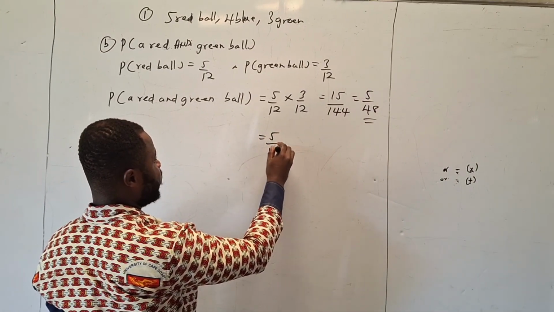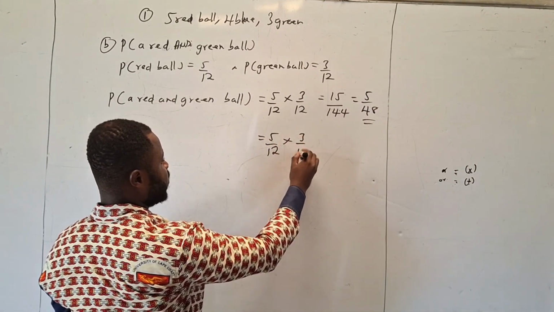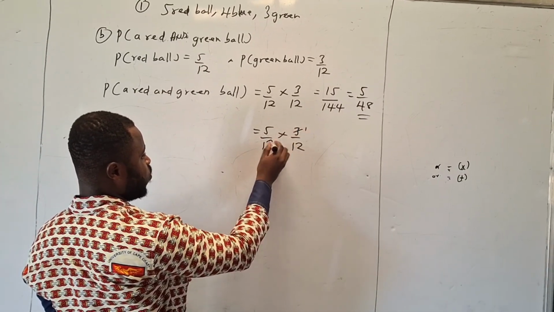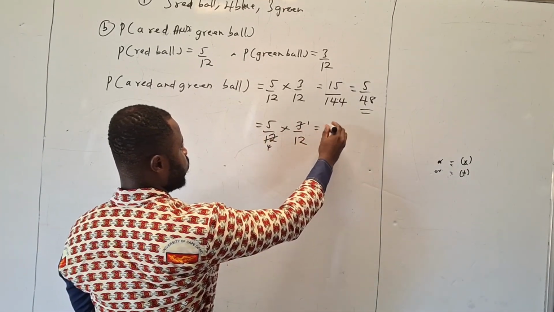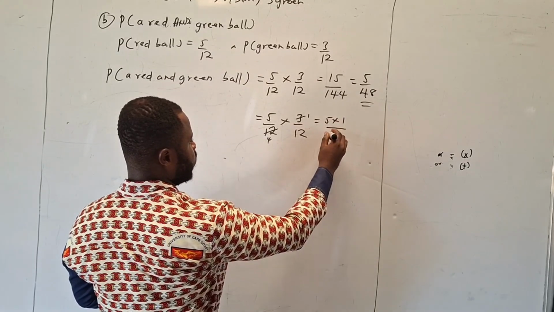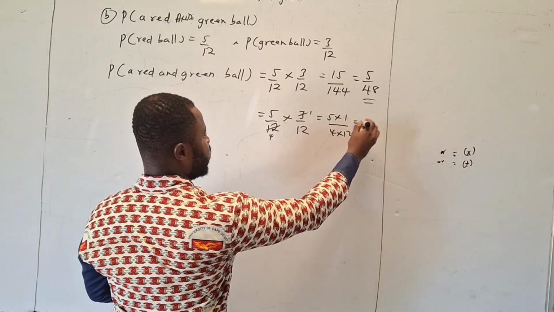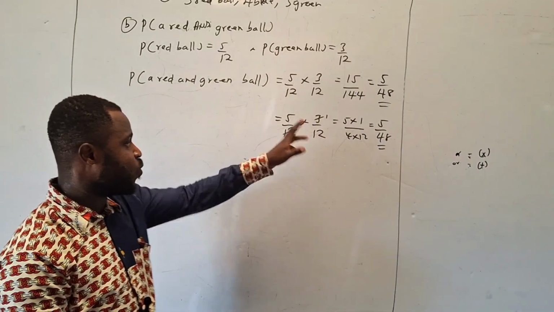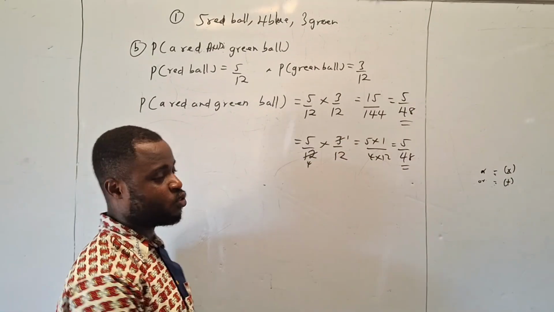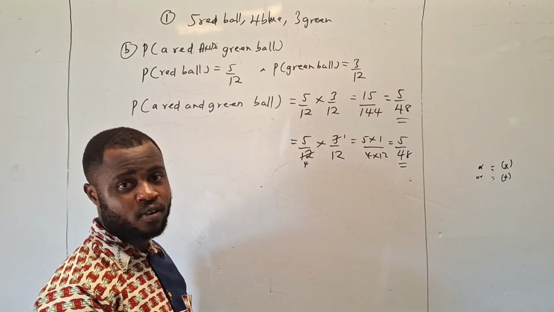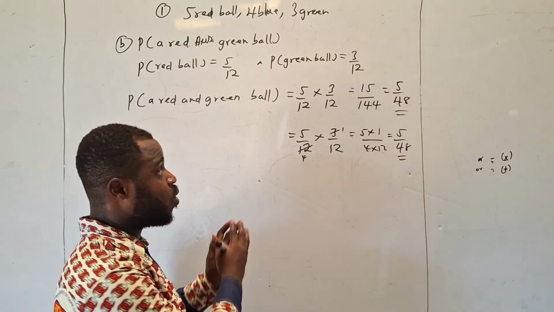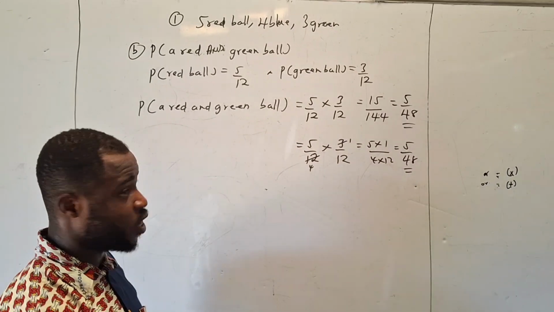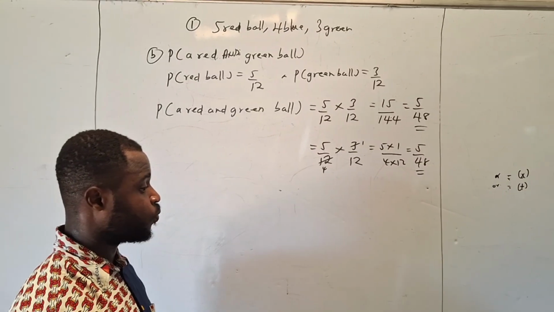Or we can also have 5 on 12 times the same 3 on 4. Division of fraction, we can cross divide. 3 divide here 1, divide here 4. So we have 5 times 1 over 4 times 12, which can also give us 5 on 48. So whichever way you do it, you can also get your answer in the simplified form. It's very, very important, especially when you're dealing with probability. It's good to simplify. So this brings us to the end of the question.